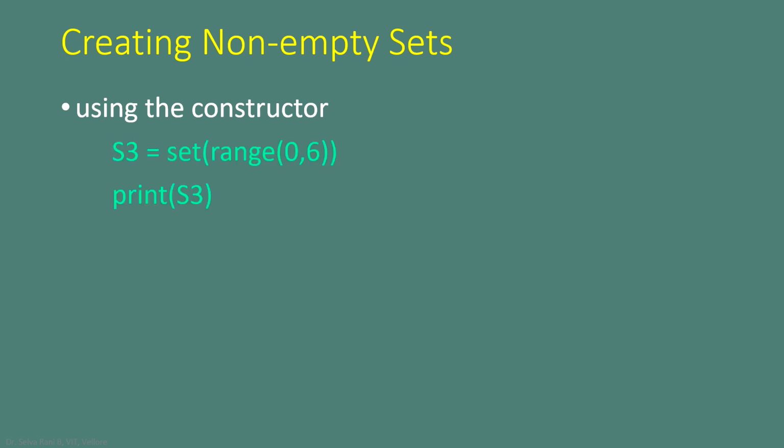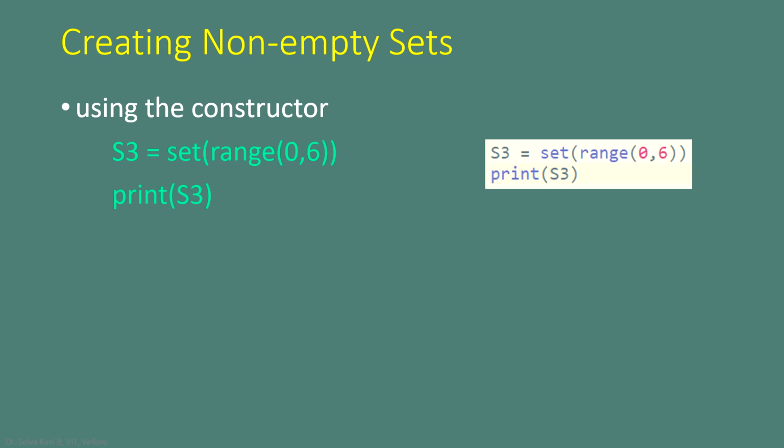Let's see an example. S3 is equal to set of range of 0, 6. We know that the range method will generate the integers from 0 to 5 since the upper bound is 6. And the numbers generated by the range method will be converted into a set and it will be stored in S3. If we display S3, we will be getting the result as a set of integers 0, 1, 2, 3, 4 and 5.